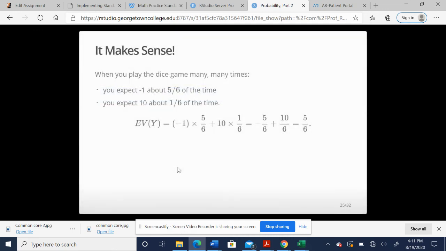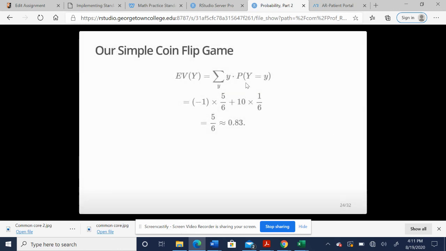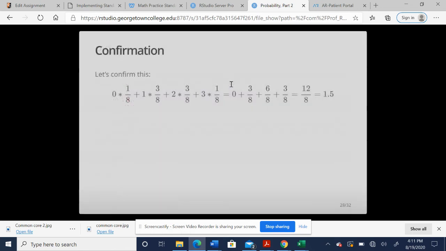We use that formula that we saw over here. Okay, the sum of all of the results times their probability. That's exactly what this formula says. So if I look at this, this is the sum. We see all of these being added up of the result 0, 1, 2, and 3 times their individual probabilities.